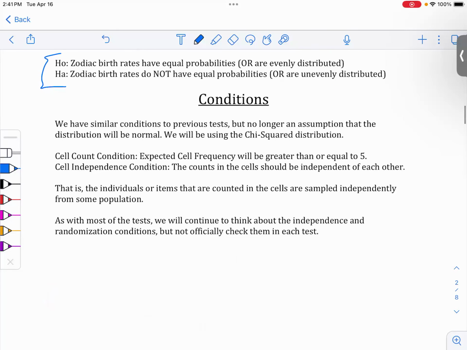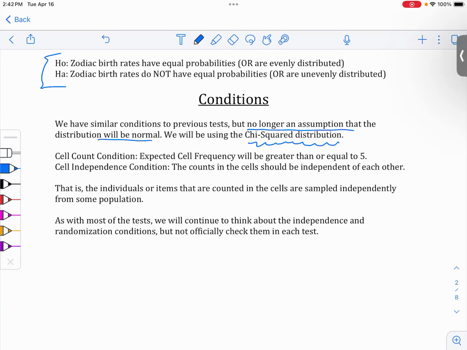Our conditions, which is always something we check, are finally going to change. We no longer have the assumption the distribution is normal because now we have a chi-squared distribution. That means our conditions are slightly changing. The large enough condition, n greater than or equal to 30, is no longer going to be here. We now have what is known as the cell count condition, which is the expected cell count is greater than or equal to 5. So sort of like the success failure condition.